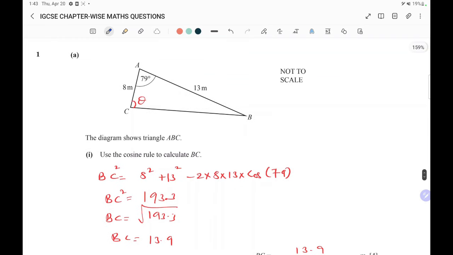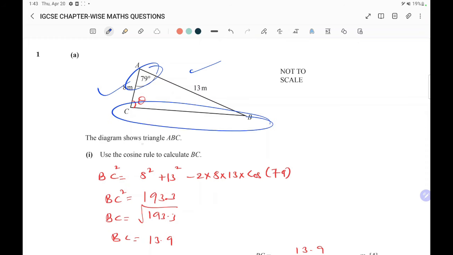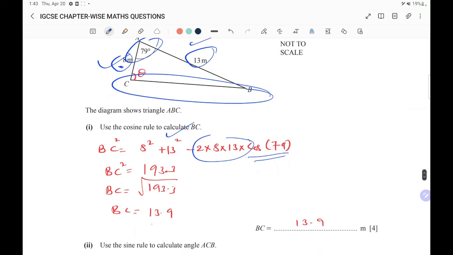Okay, now the A part, what is that? Here the topic is trigonometry and bearing. Yeah, it's mostly trigonometry you will find over here. So in this question you can find two sides are given, and an angle between them is given to us. Use the cosine rule to find the BC length, that's easy. So BC squared is the adjacent sides squared, so 8 squared, 13 squared, minus twice 8 times 13 times cos of 79, just calculate precisely. And BC squared is this, so BC is root of 193.3, which is 13.9.